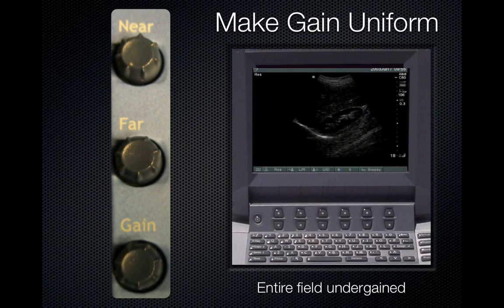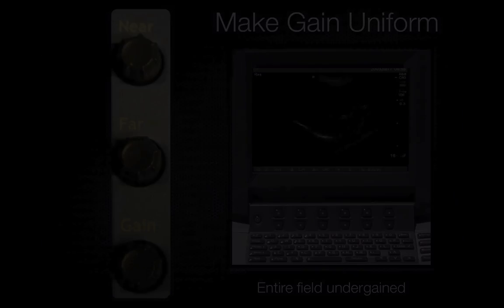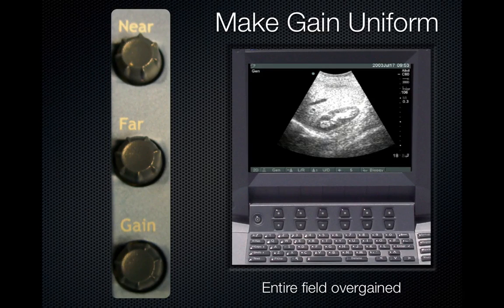This is an overall gain issue where the entire field is undergained. In this case, you could choose the gain or the overall gain knob and increase the gain equally. Here's an example where the entire field is overgained or snowy. In this case, you would choose the gain button and turn down the gain.